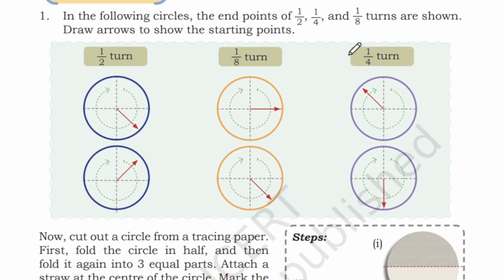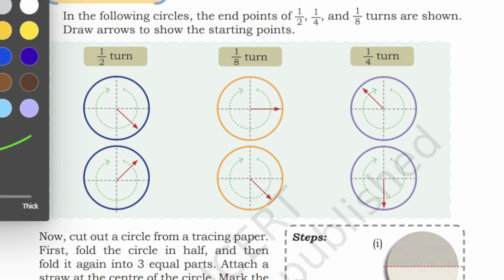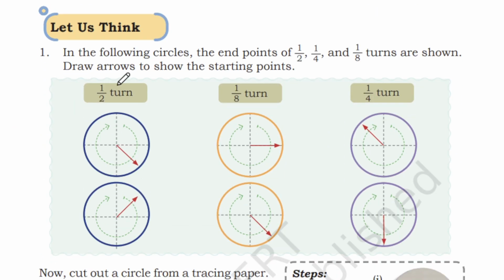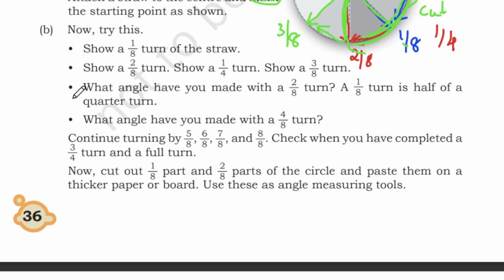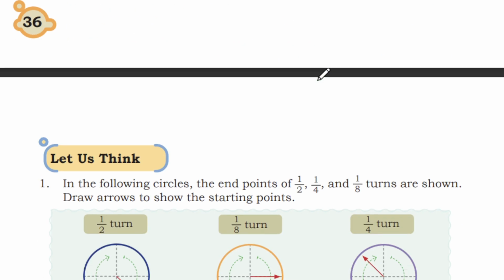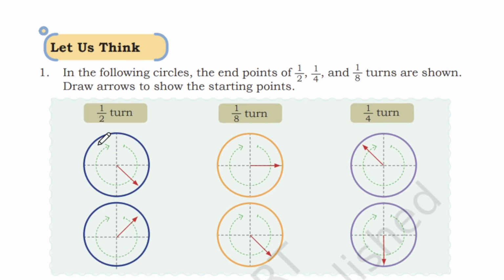Okay, next. In the following circle, the end points 1 by 2, 4 by 8 and 1 by 8 are shown. Draw an arrow to show the starting point of this. Okay, very easy, you can find out, students. So I told you, right. This is going to help in upcoming sums. So half turn, what do we get in half turn? In half turn we get a straight angle. So easily you can draw a straight angle. So that is the half turn.